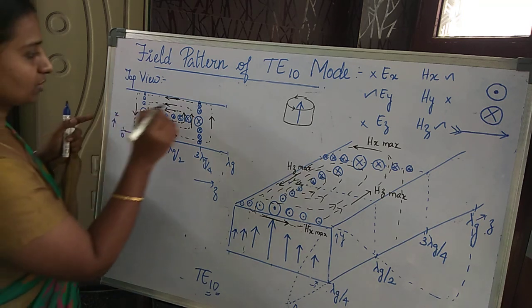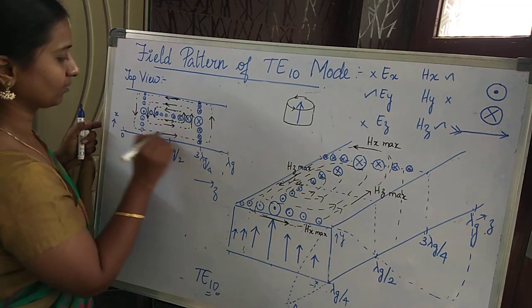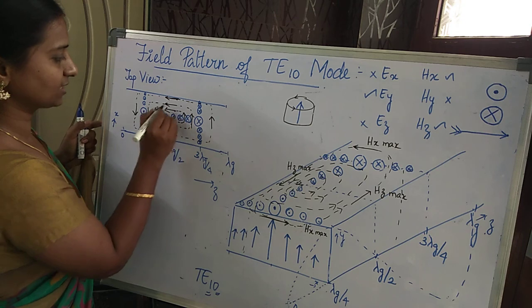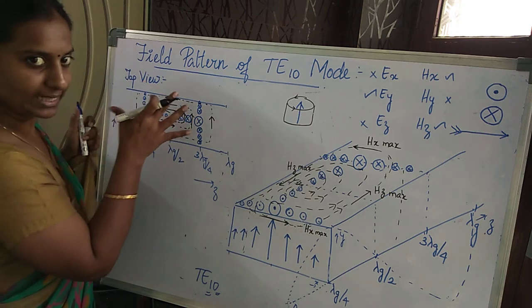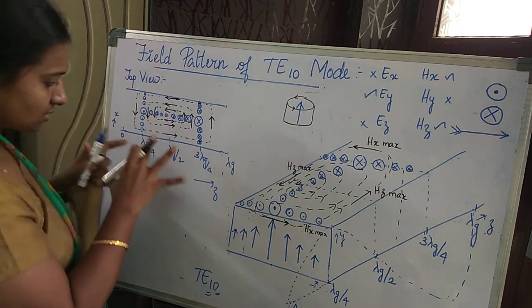So I think you have understood. This is one loop. This is the next loop. This is the next loop. As the loops go on, the intensity will be getting reduced. So this is the top view.